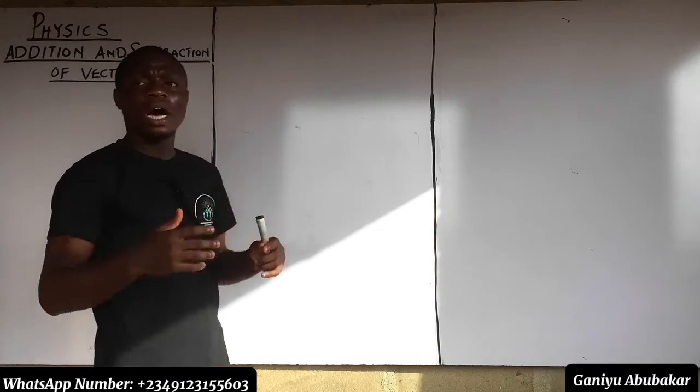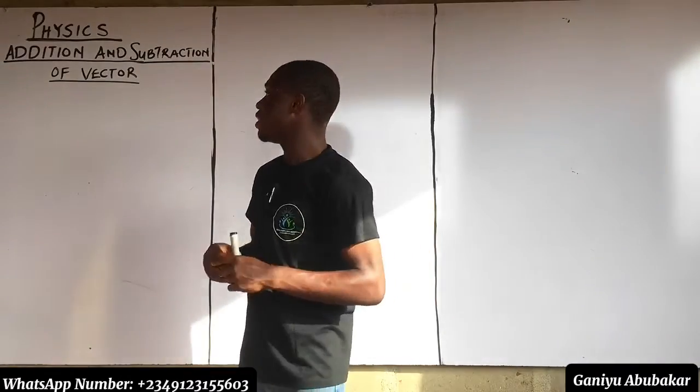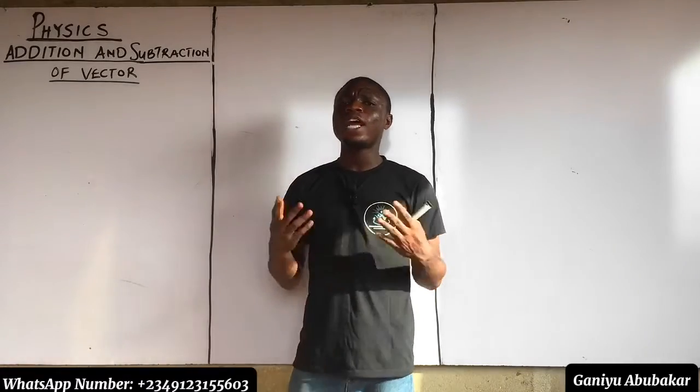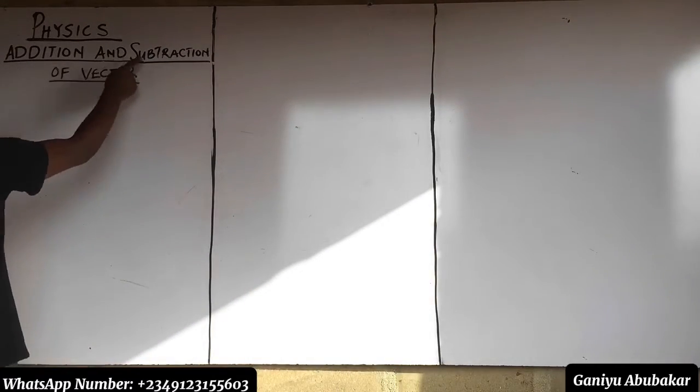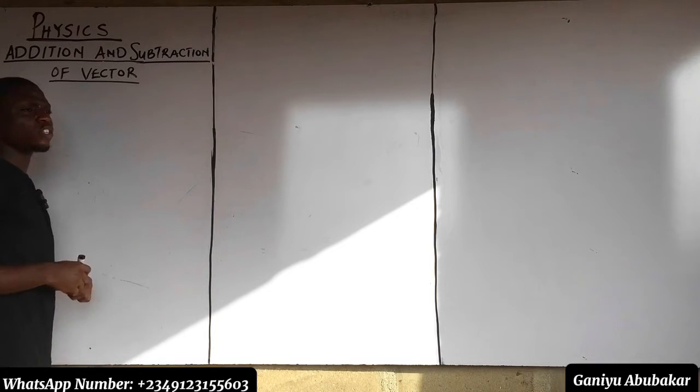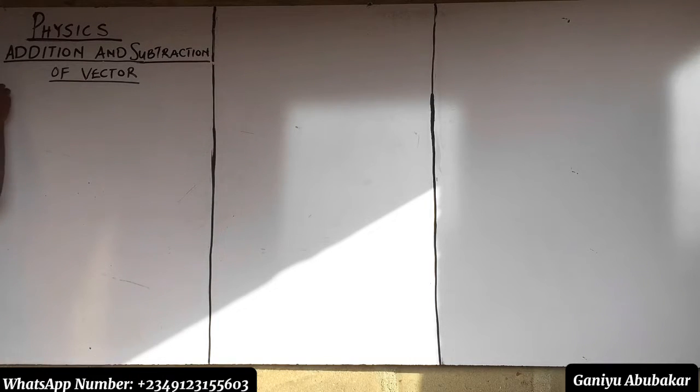All right. Let's take some examples to further explain the concept behind addition and subtraction of vectors. Example 1.